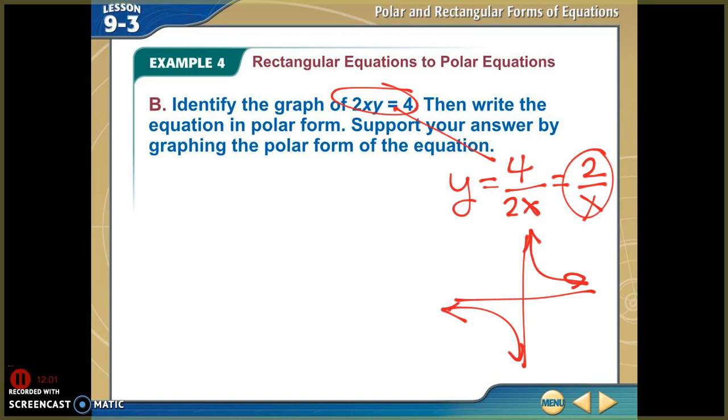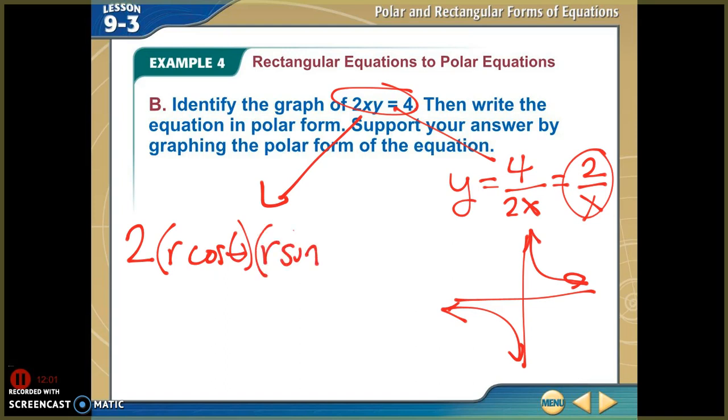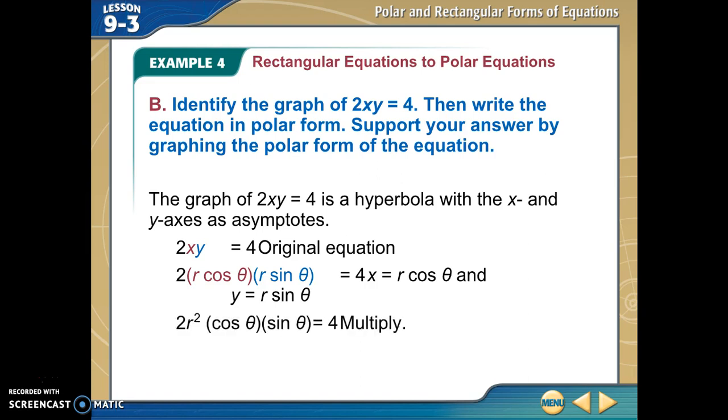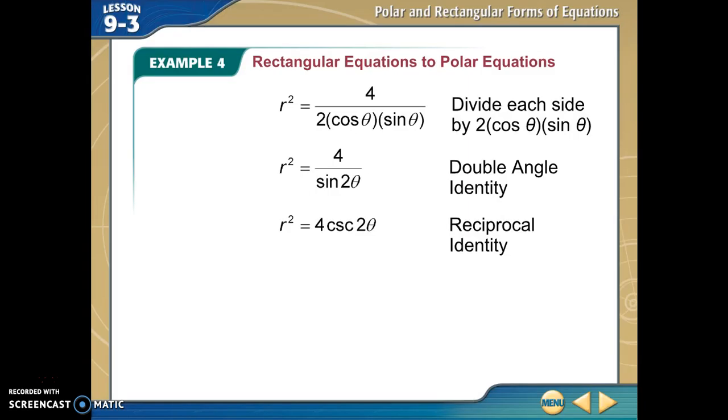So again, to convert this, we're going to use our values where 2 times r cosine theta is x, and then times r sine theta is y, and that's still equal to our value of 4. So they're going to plug those values in and then simplify to see if there are things that drop out that make it easier to look at. They make their substitution, multiply it through, and then we get 2r squared cosine theta sine theta, and then we can simplify that. So r squared is 4 over 2 cosine theta sine theta.